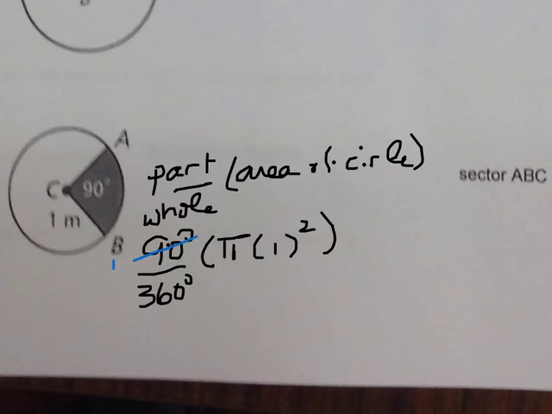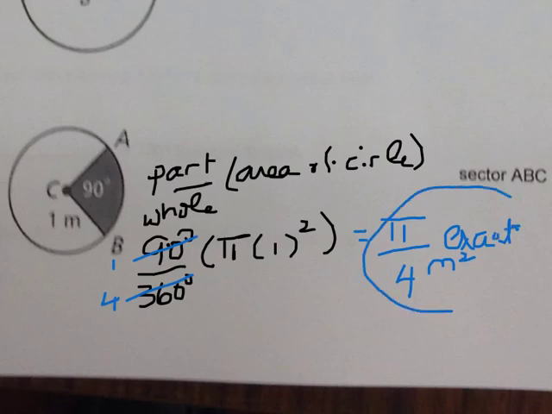90 goes into 90 1 time, 90 goes into 360 4 times. 1 squared is just 1 pi. 1 times 1 pi on top would give me pi on top, and on the bottom it would give me 4. So I'd have pi divided by 4, and that would be my exact answer. That's my exact area, and it's meters squared. Pi divided by 4 meters squared is the exact answer. The meters squared is on top. It just looks like it's on the bottom because I was trying to cram it in.